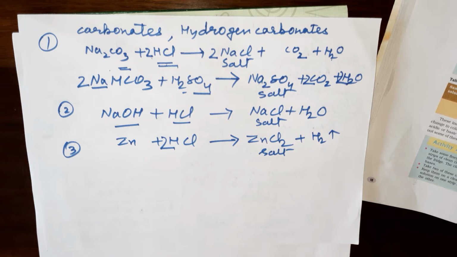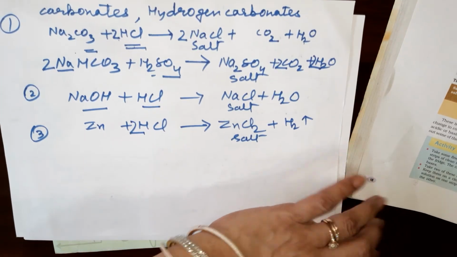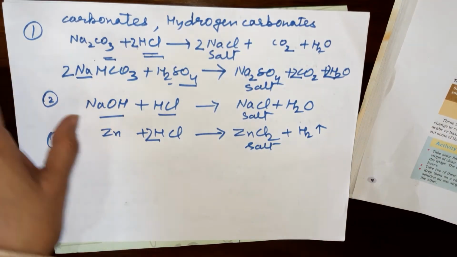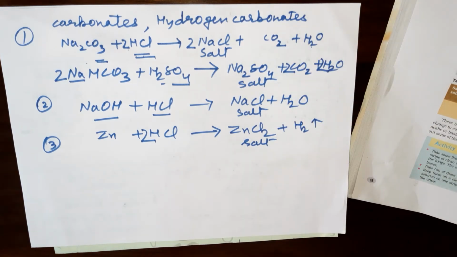Then there can be strong acids and weak acids also. Strong acids, when they dissociate to a large extent, are called strong acids. Weak acids, when they undergo dissociation weakly, to a small extent only, they do not dissociate easily, they are called weak acids.